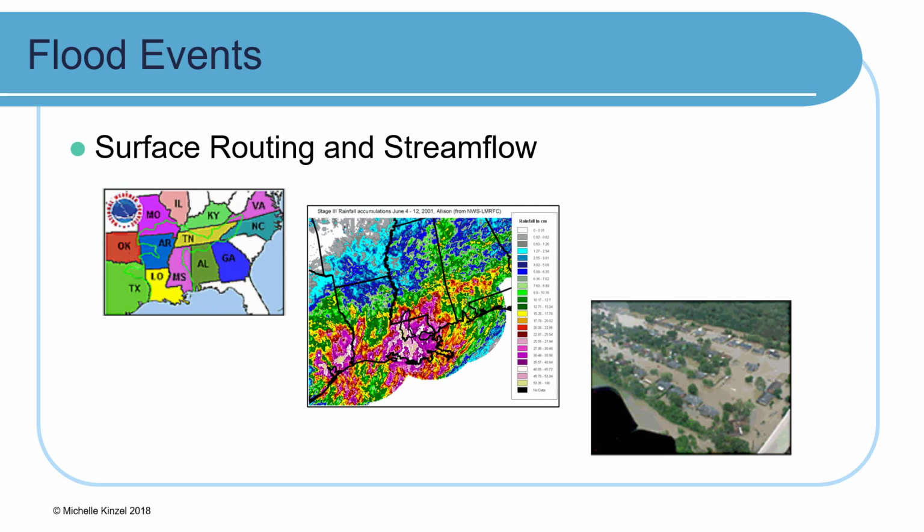Here's an example of surface routing and stream flow. This is an event, a weather system, and you can see in the upper left the light green area is a polygon showing the most impacted areas. Then in the middle is the map output of the rainfall accumulations as estimated with satellite imagery, and then on the right is an aerial photograph of a flooded area.